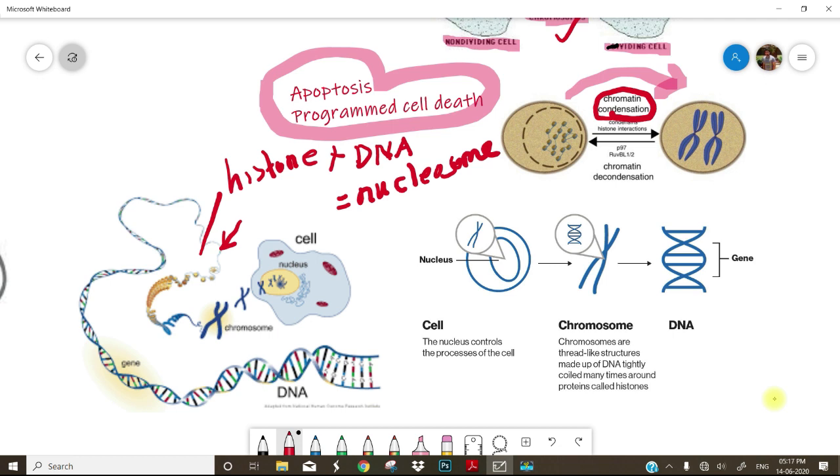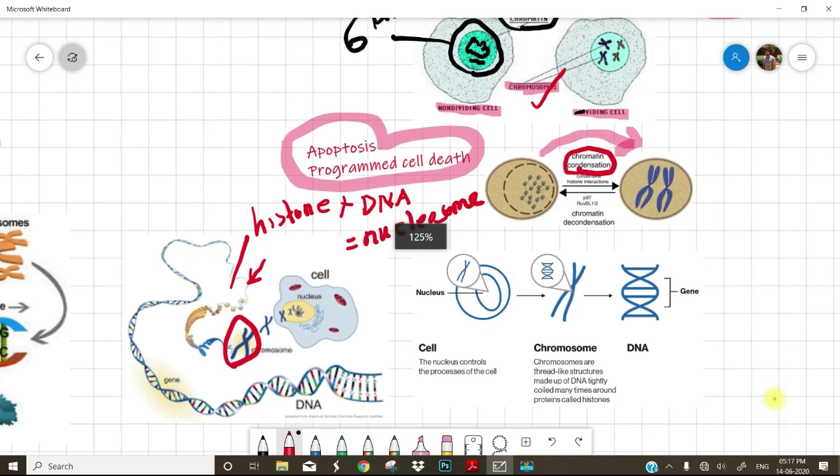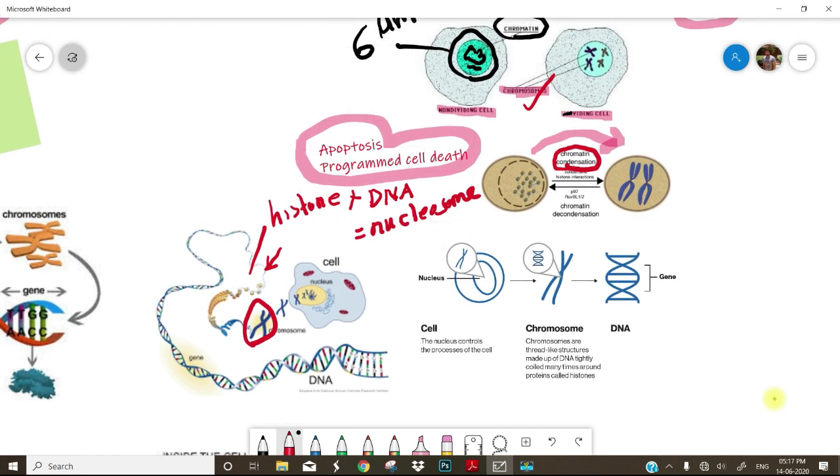So the chromosome is more condensed. Remember, the classical shape of the chromosome can be seen in the metaphase stage of a dividing cell, and it is made up of a more condensed form of nucleosome structure, a structure formed by the combination of histone proteins and DNA.